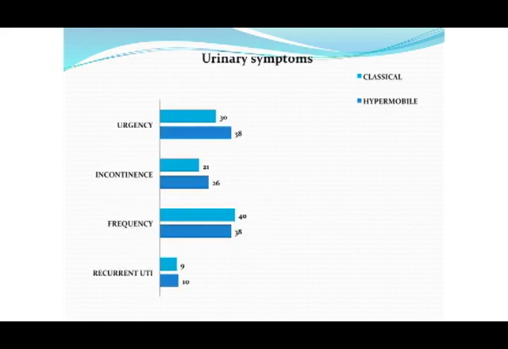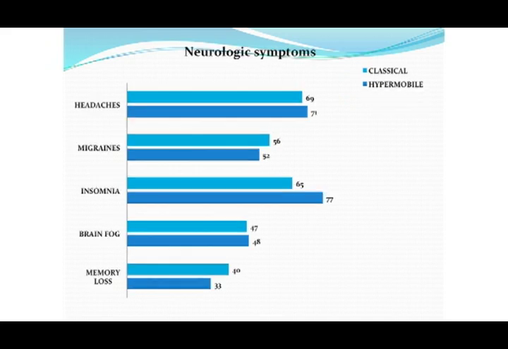In terms of urinary symptoms, about a third are having urinary urgency, and 21 to 26% are reporting urinary incontinence. About 40% have urinary frequency, and about 10% have recurrent urinary tract infections. Neurologic symptoms, 70% are reporting headaches. So this is huge. And 52 to 56% are reporting migraines.